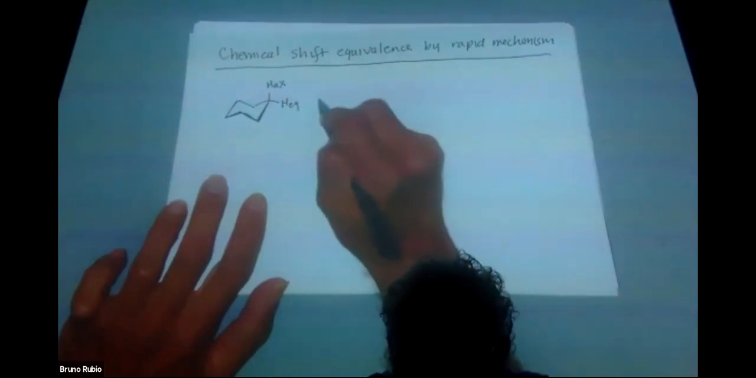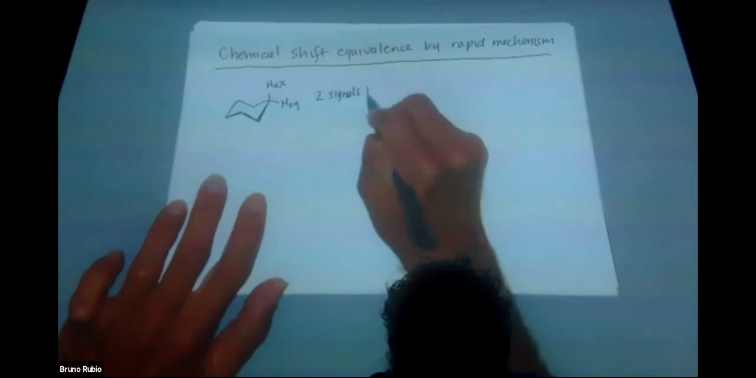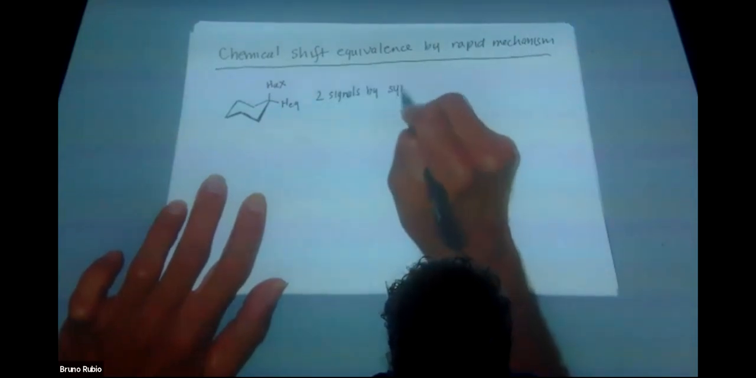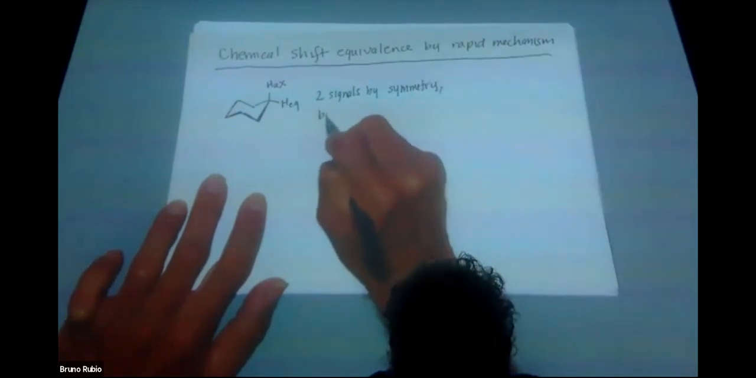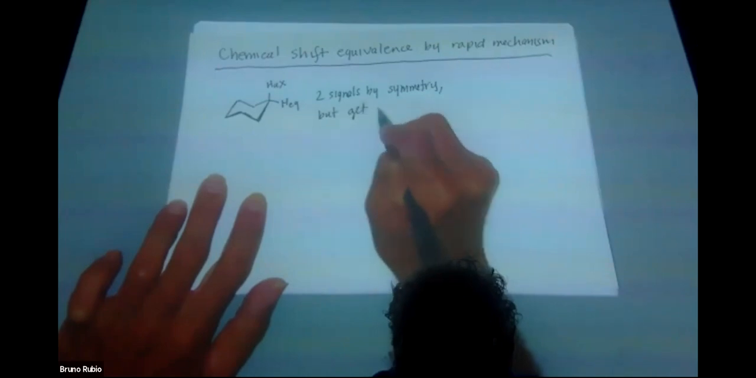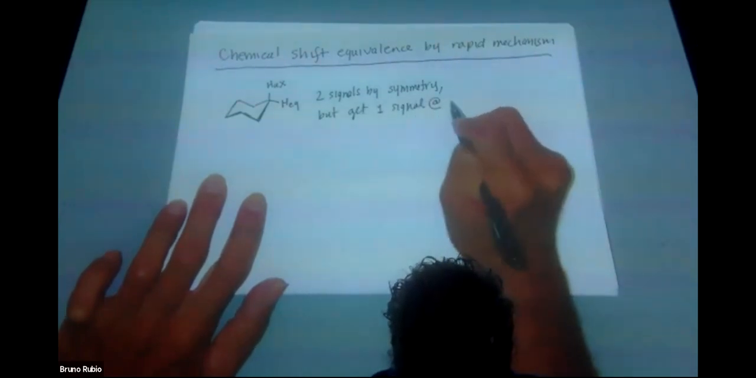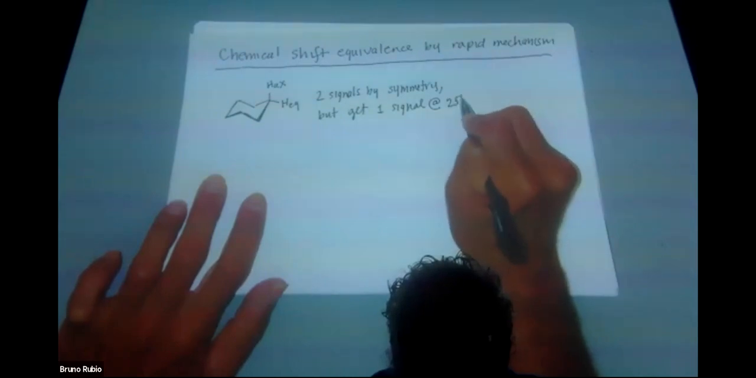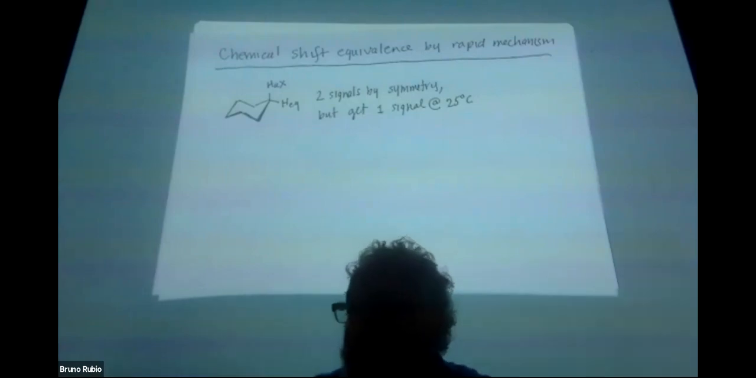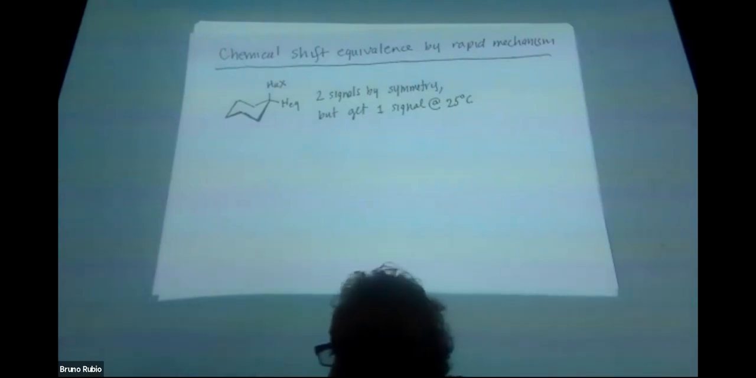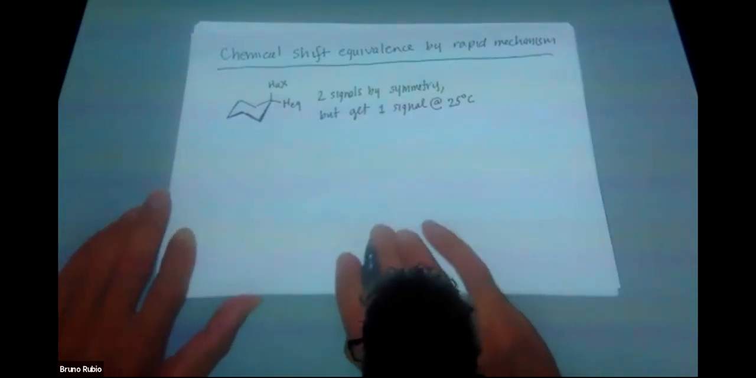All right, so the conclusion here was two signals by symmetry, but we get only one signal at 25 degrees C. All right, and so what's going on here is chemical shift equivalence by a rapid mechanism. Okay, and so let's explain what that is.